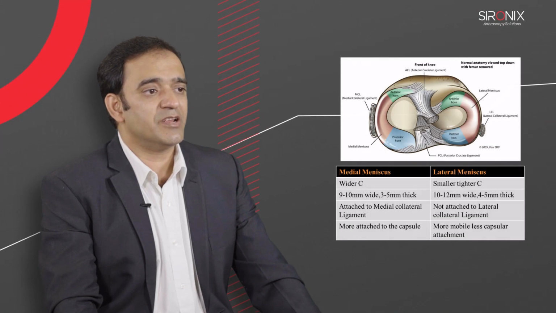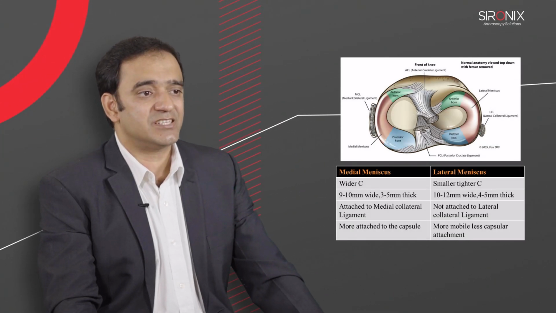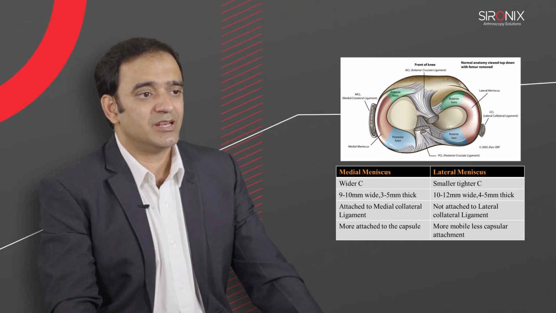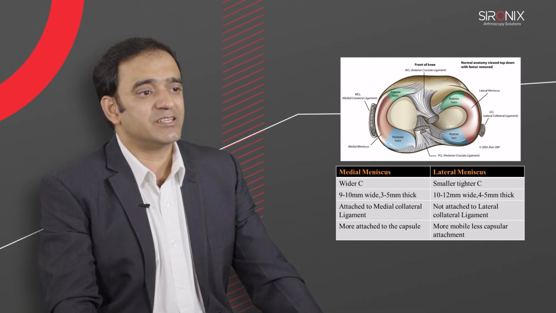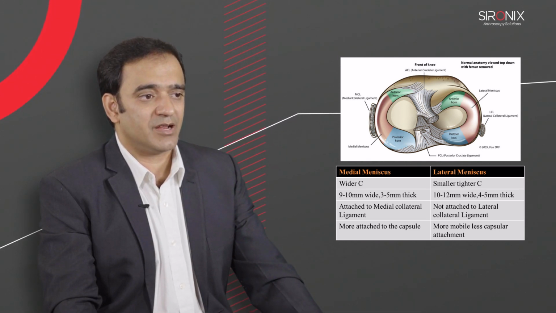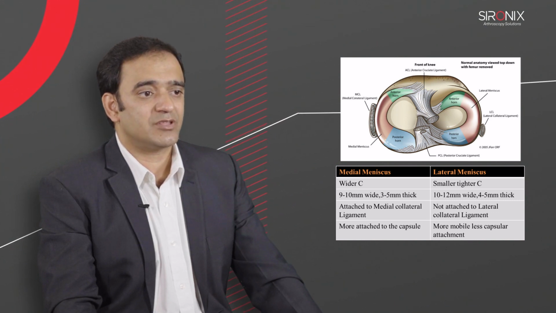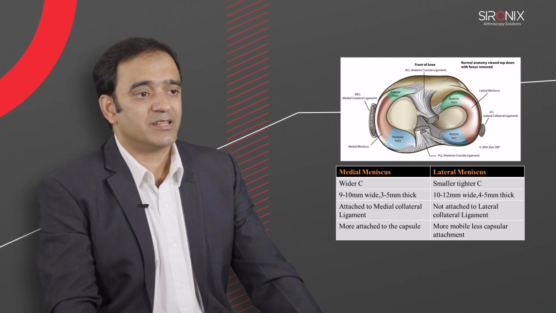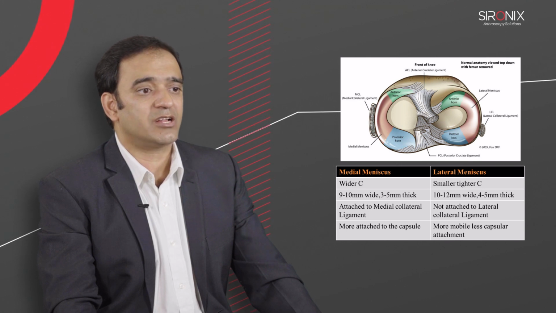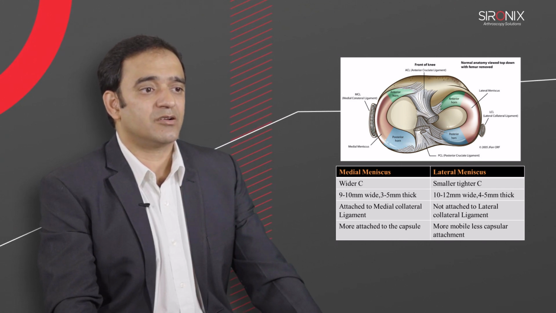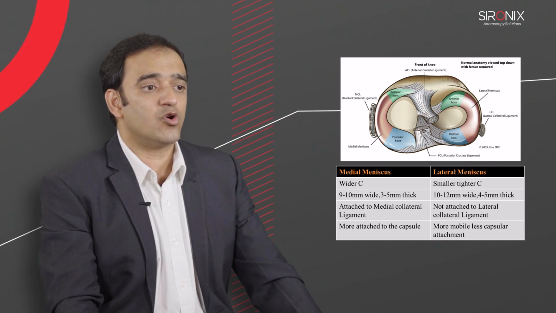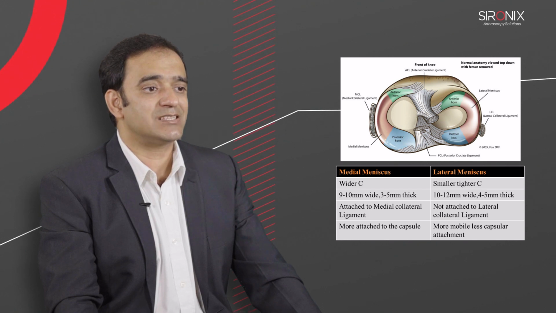If you talk about the medial meniscus, it's a wider C as compared to the lateral meniscus, and it is attached to the medial collateral ligament and it is more attached to the capsule. However, the lateral meniscus is not attached to the lateral collateral ligament and it is more mobile due to lesser capsular attachments.